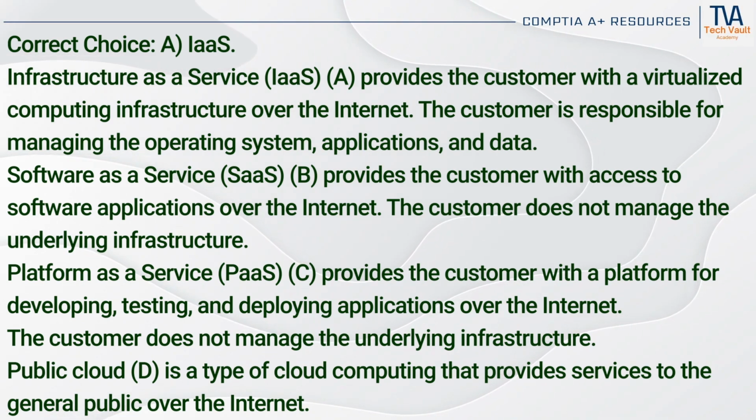Platform as a service, PaaS, C, provides the customer with a platform for developing, testing, and deploying applications over the internet. The customer does not manage the underlying infrastructure. Public cloud, D, is a type of cloud computing that provides services to the general public over the internet.